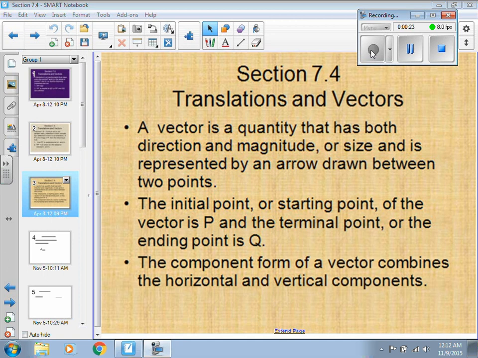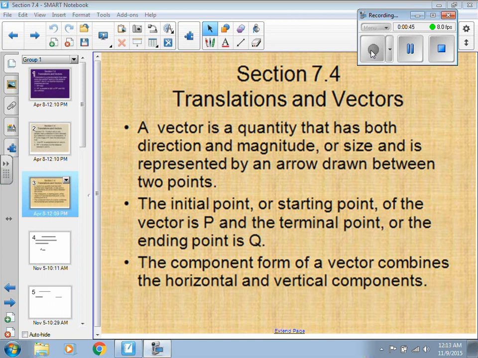A vector is a quantity that has both direction and magnitude, or size, and it's represented by an arrow drawn between 2 points. That vector is a constant motion from one point to the next, and we're going to talk about those later on in the school year as well, when we get back into our trigonometry unit. The initial point, or starting point, of the vector is P, and our terminal point, or ending point, is going to be Q.